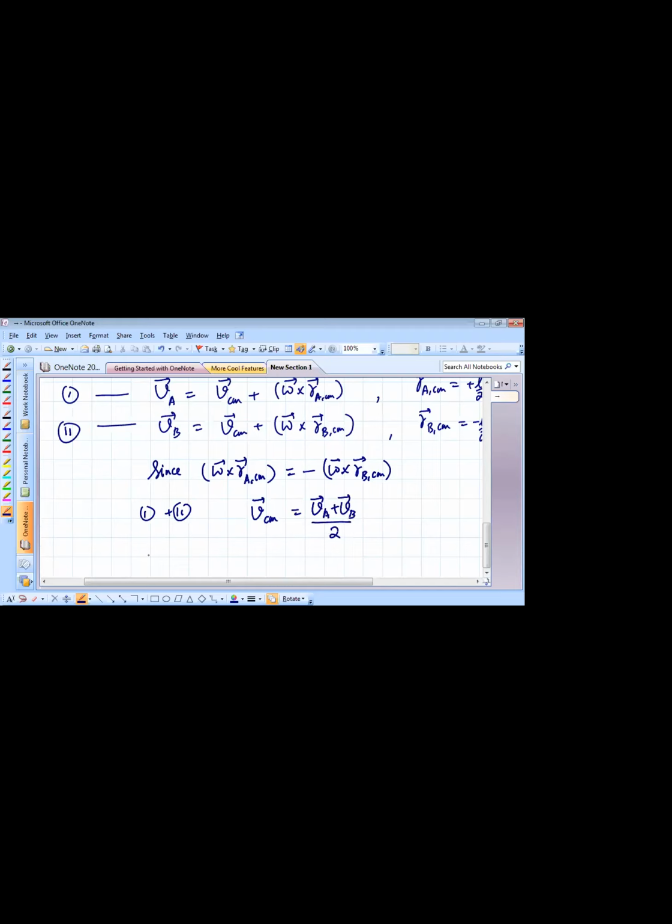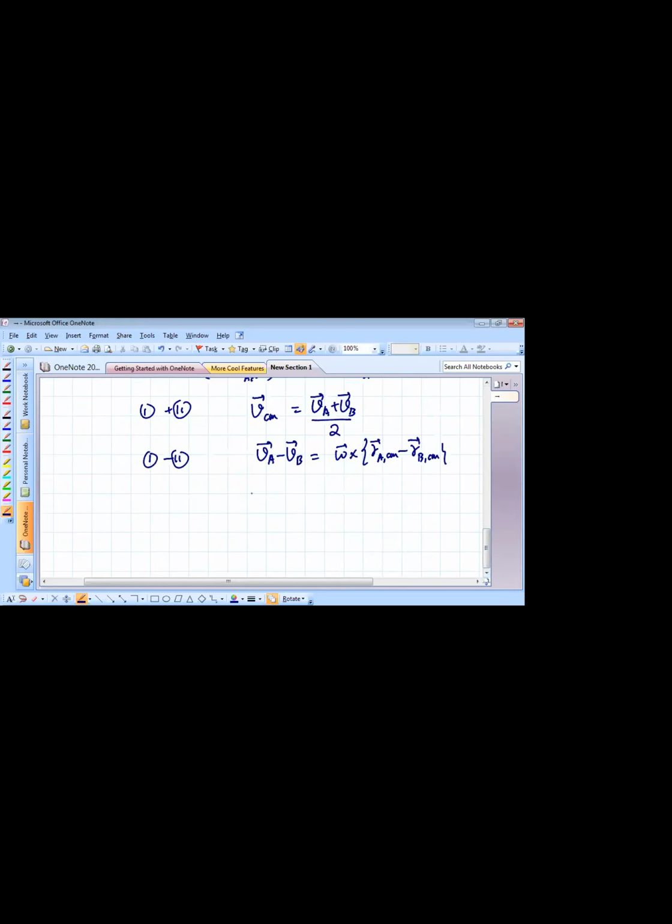But also, if you subtract the two equations, you will get VA minus VB is equal to omega cross R of A with respect to center of mass minus R of B with respect to center of mass. So you get this very nice equation that VA minus VB, this relative velocity between A and B, is omega cross R of A with respect to B. Like this. Okay. So you can also do this over.